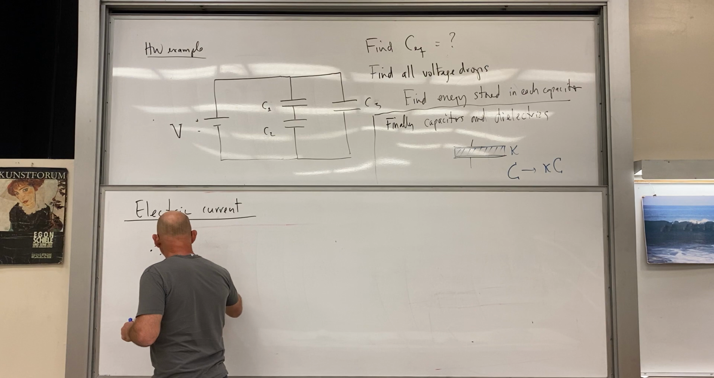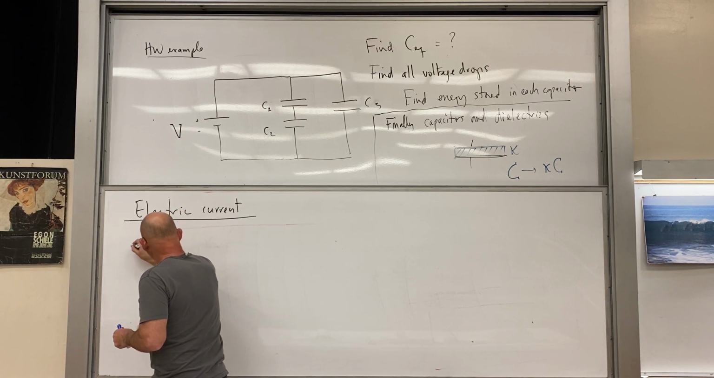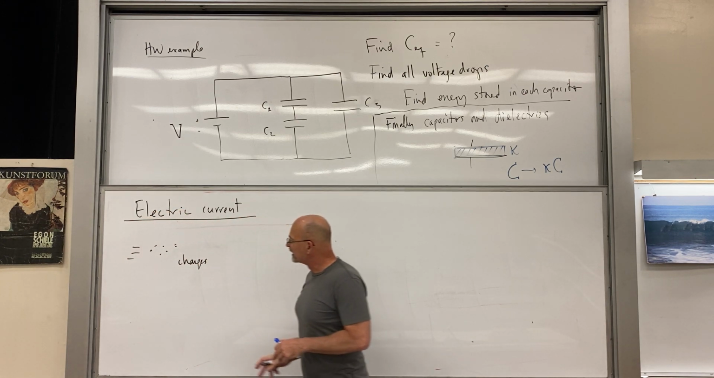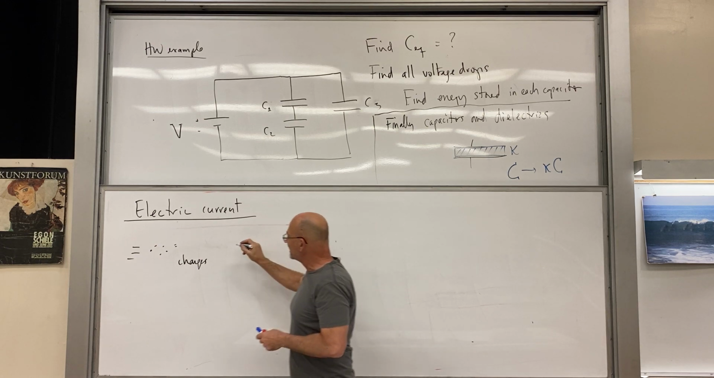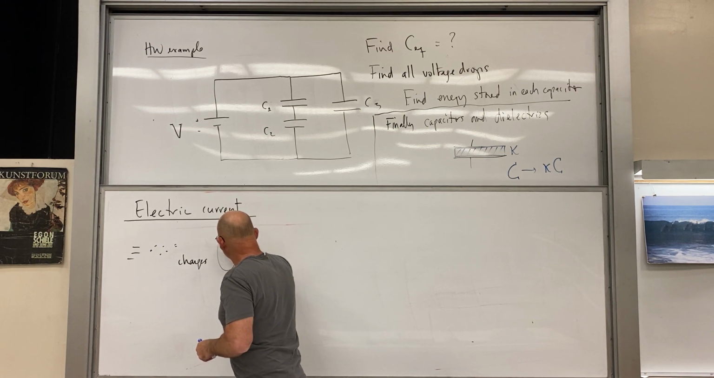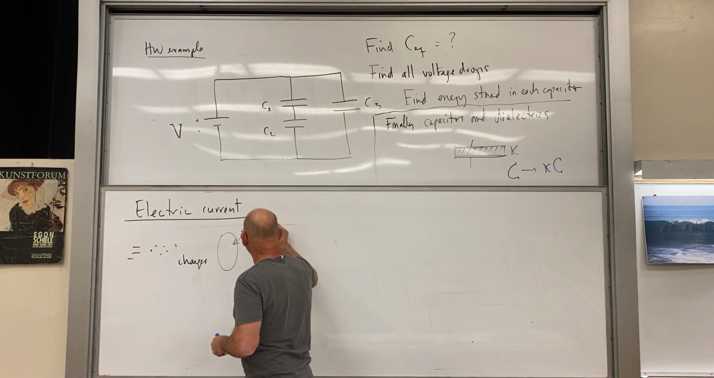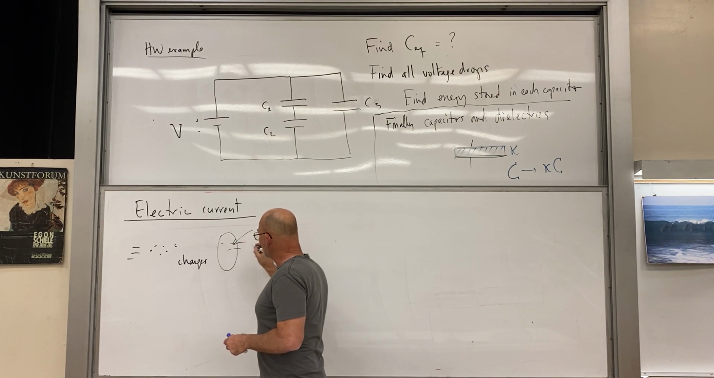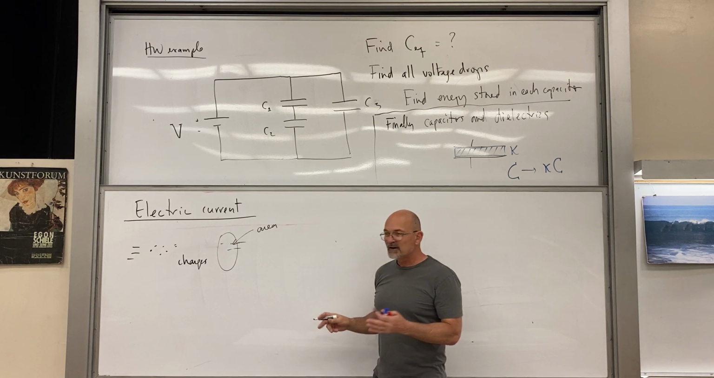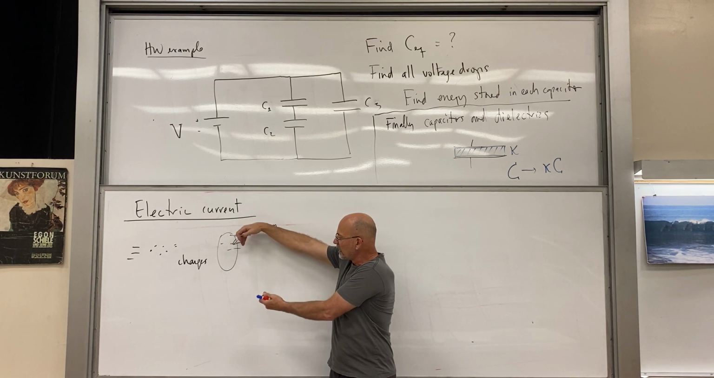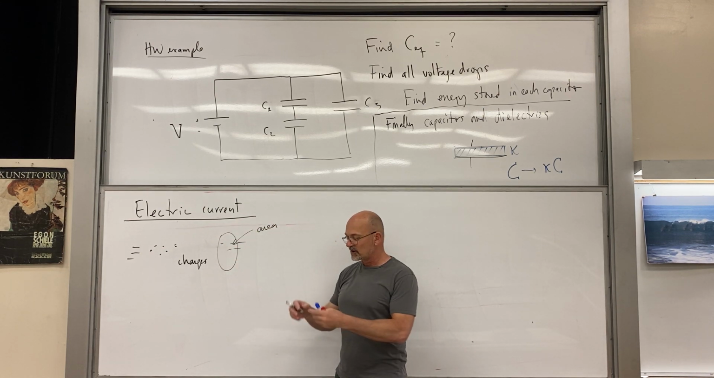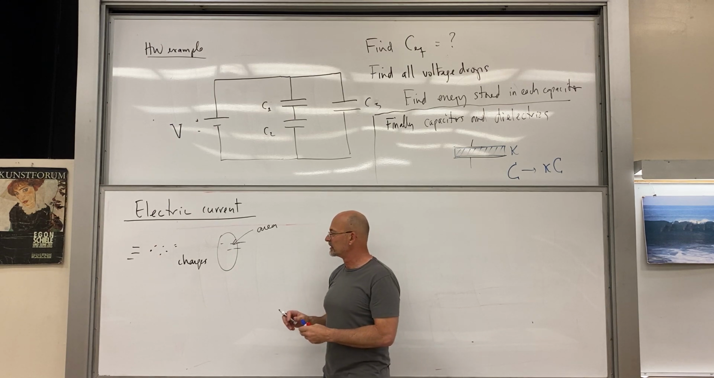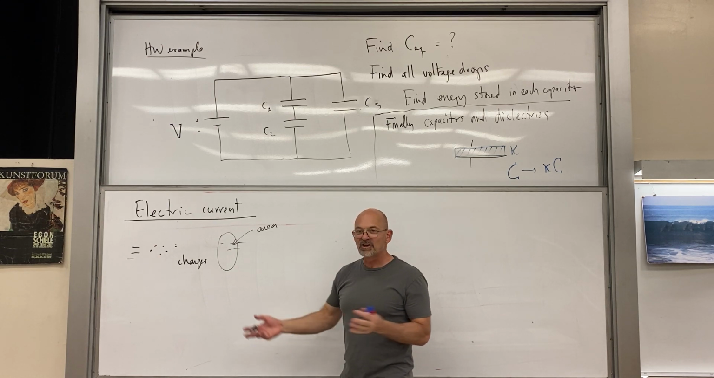These are charges, and I'll put some little speed indicators. They're moving here to the right, and they're passing through some cross-sectional area. So what we call the current is the amount of charge that passes through this cross-sectional area. It could be the cross-section of a wire or just a vacuum tube.